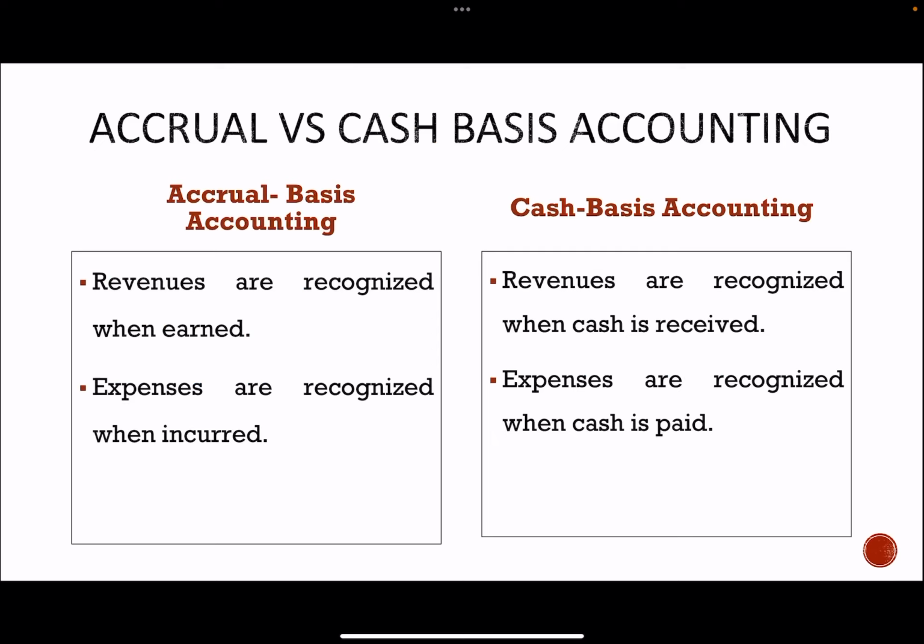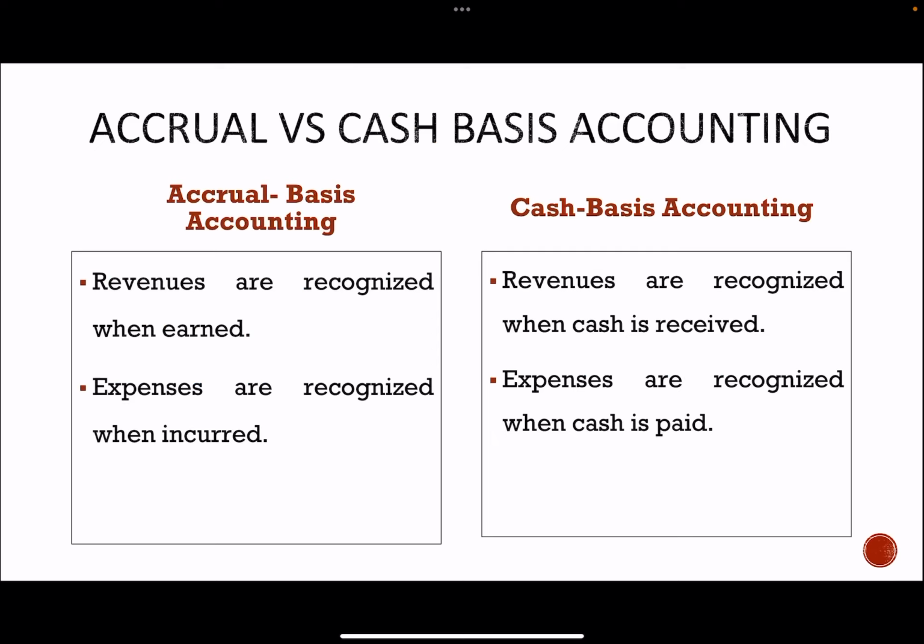Same for expenses. So when the electricity bill is due at your house, that's the time you should record the expense, or at your business, that's the time you should record the expense. So expenses are recognized when incurred, regardless of whether you have paid the electricity bill or not. So that's the difference between accrual and cash basis accounting.